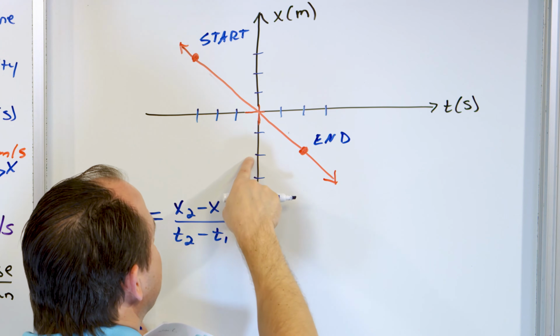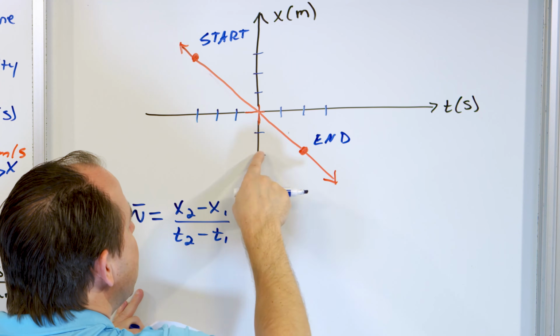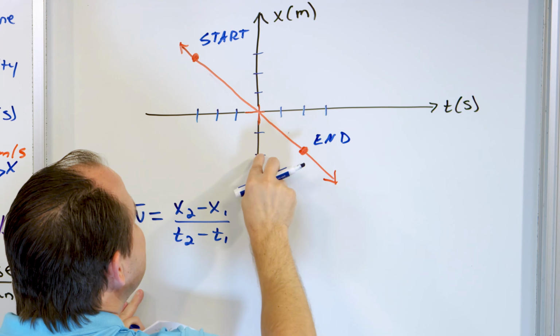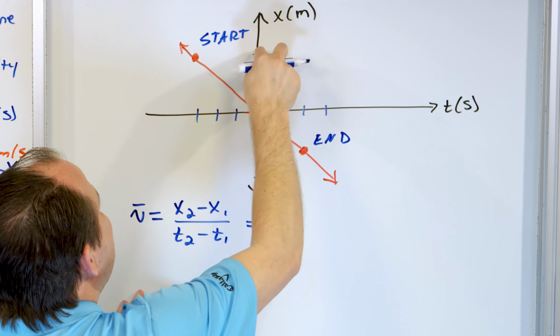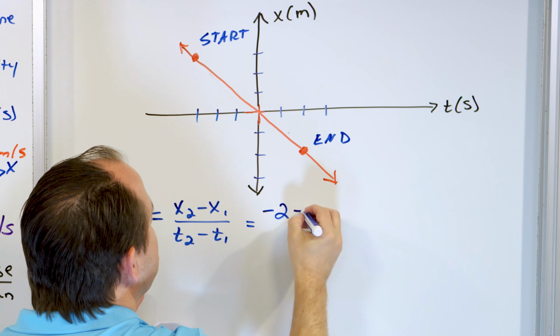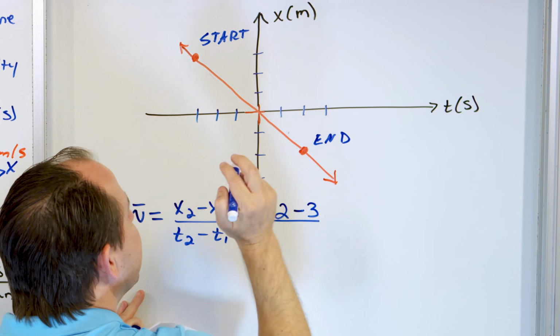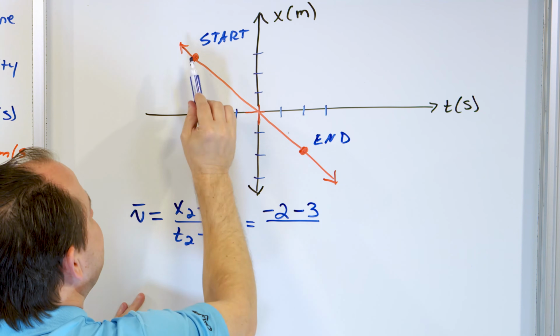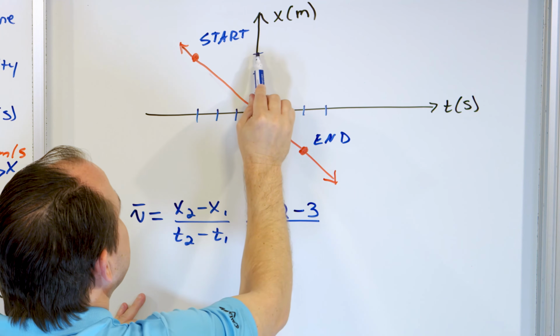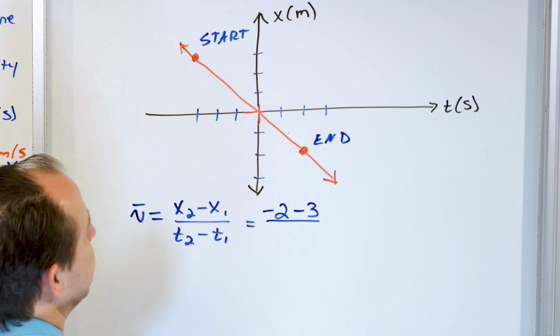So what is the final position? This is -2, because the final position is a position of -2. What is the initial position? That's way over here at x equal to +3. So the final position was here, the initial position was here. The final position was -2, the initial position was +3, so -2 minus 3.